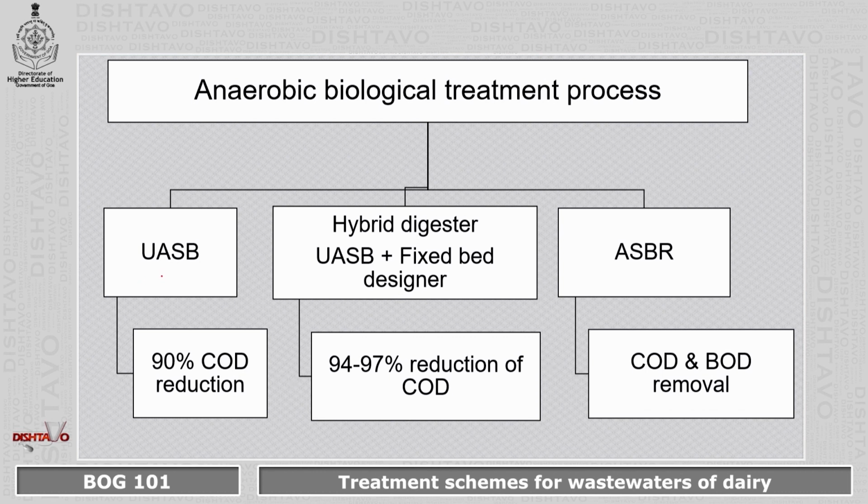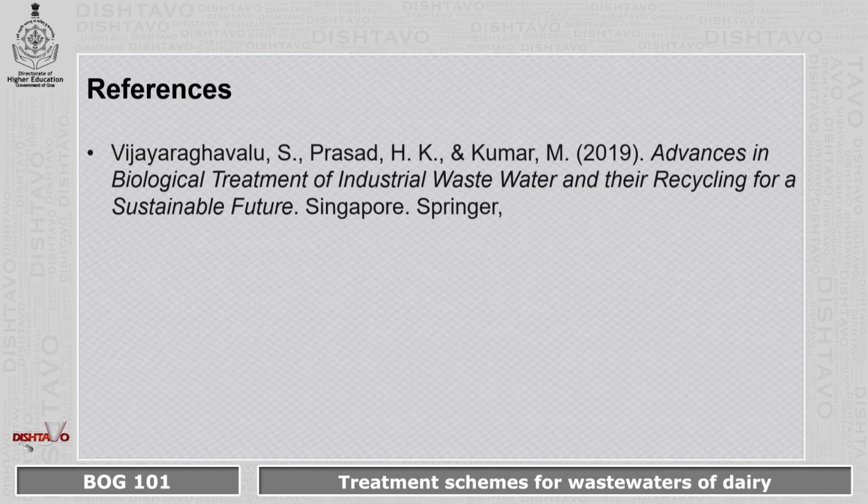Coming to the anaerobic biological treatment process, we have three types. That is the upflow anaerobic sludge blanket, which removes 90% of the COD. Then we have a hybrid digester, which is used in combination with the UASB with a fixed bed design, which removes 94 to 97% of the COD. Lastly, we have the anaerobic sequencing batch reactor, which removes the COD as well as BOD.